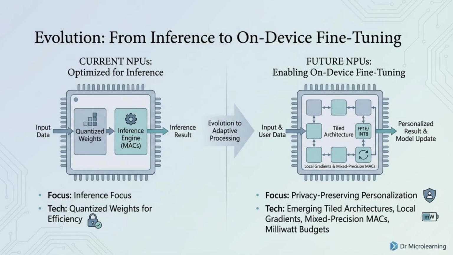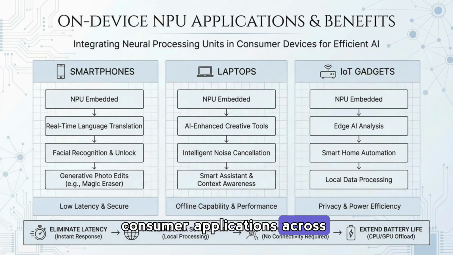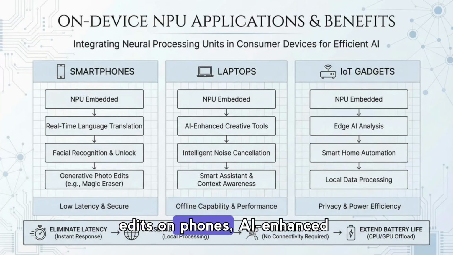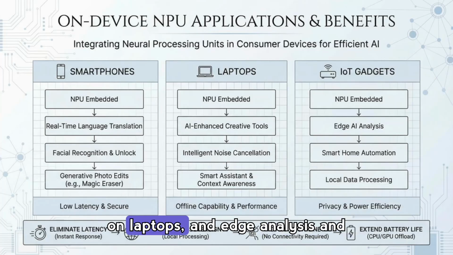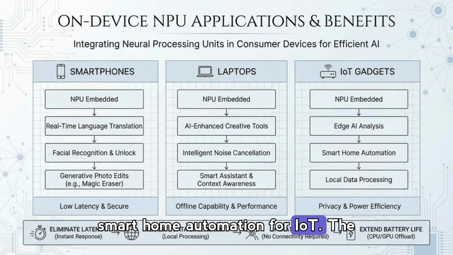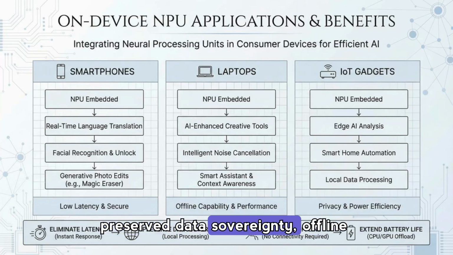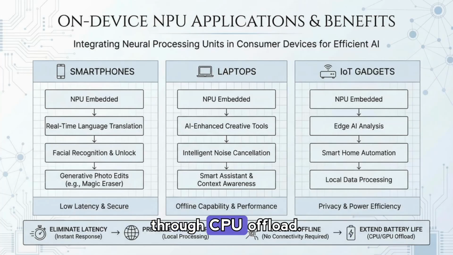On-device NPUs unlock a host of consumer applications across smartphones, laptops, and IoT gadgets. Think real-time language translation and generative photo edits on phones, AI-enhanced creative tools and noise cancellation on laptops, and edge analysis and smart home automation for IoT. The shared benefits are low latency, preserved data sovereignty, offline capability, and extended battery life through CPU offload.